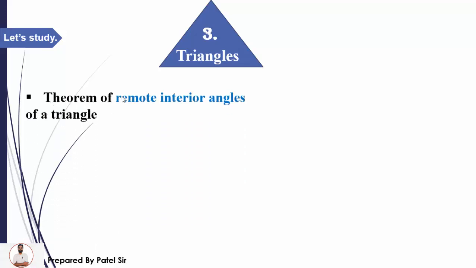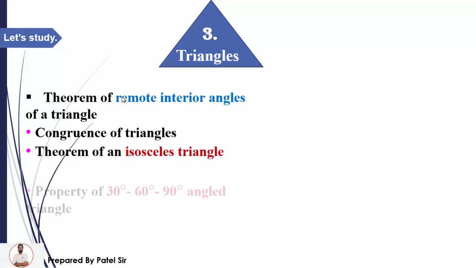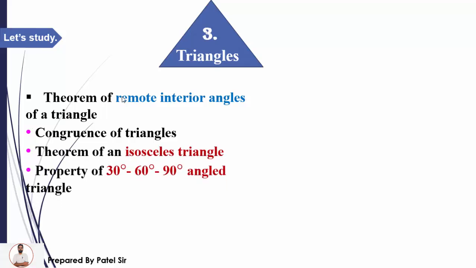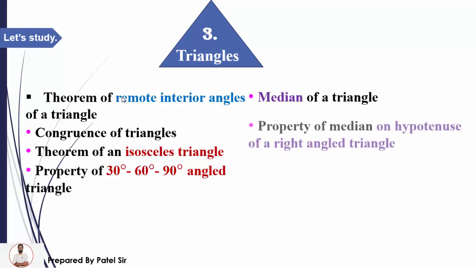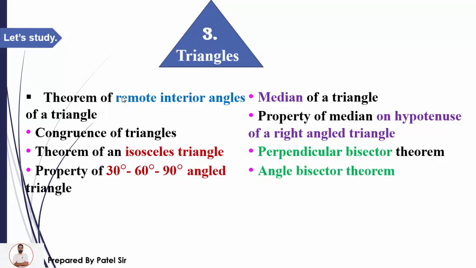theorem of remote interior angles of a triangle and congruence of triangles, theorem of an isosceles triangle, property of 30-60-90 angle triangle, median of a triangle, then property of median on hypotenuse of a right angle triangle, then perpendicular bisector theorem, angle bisector theorem, and similar triangles. All these points we are going to cover in this chapter in Standard 9th SSC board.